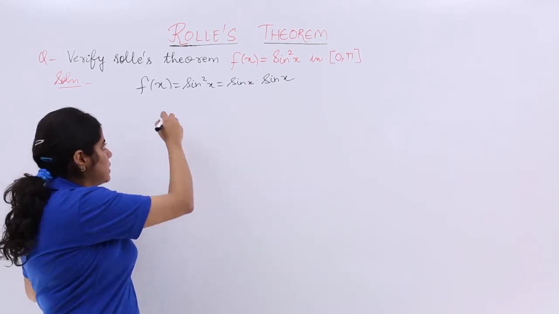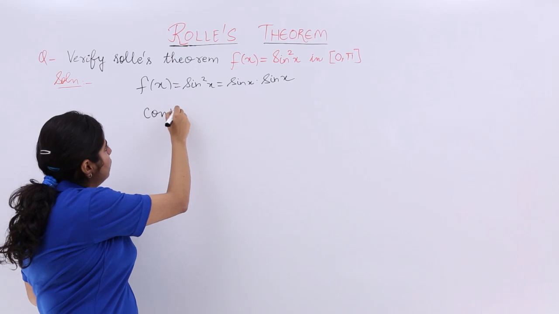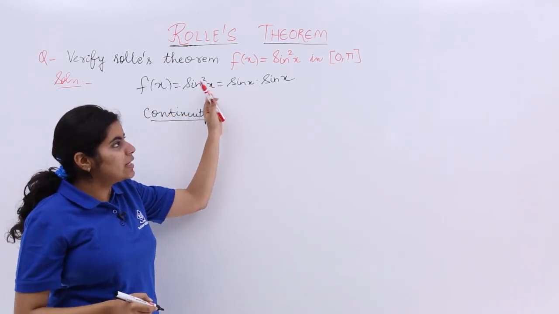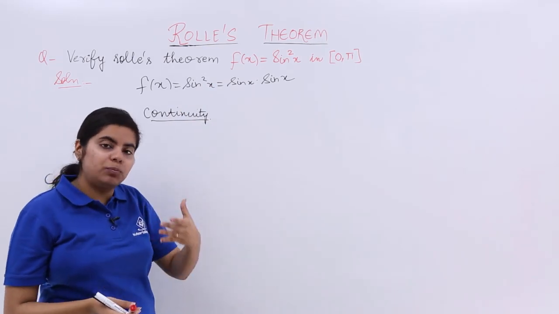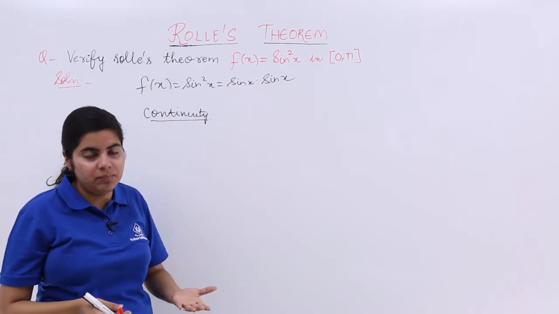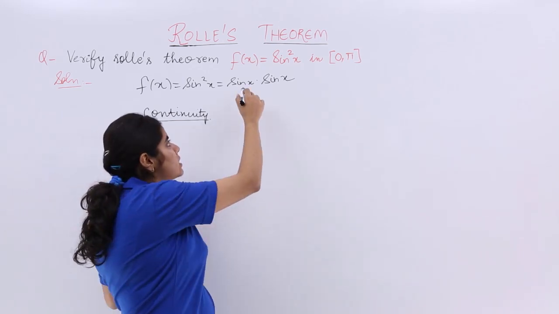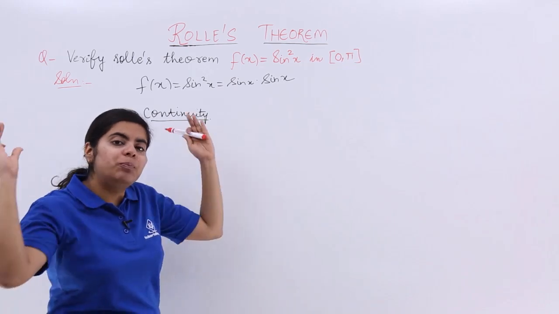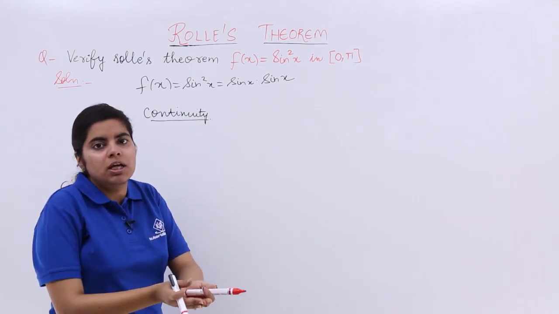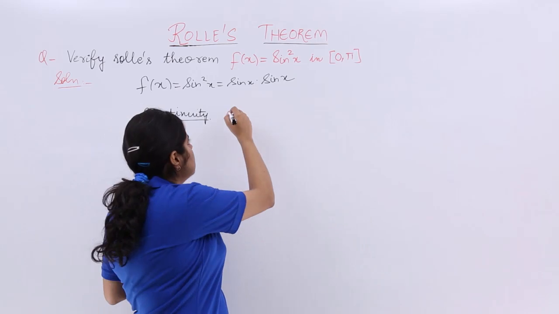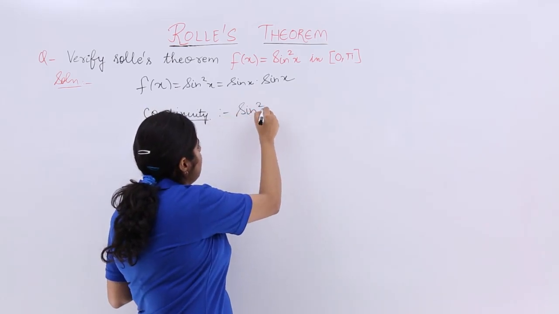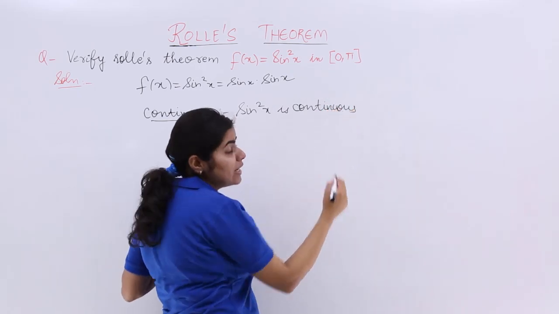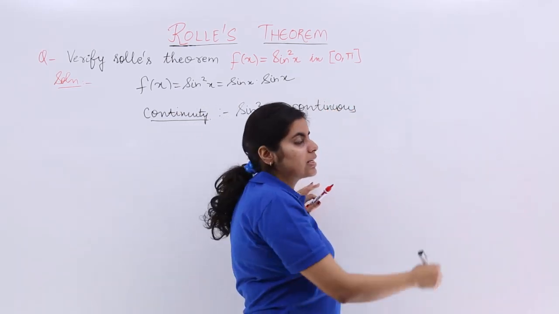Now sin square x is given to you. For checking the first condition, that means the continuity, let's see how to do it. I know that sin square x is the given function, which is nothing but the product of sin x and sin x only. And you know that sin x is always continuous. This sin x is also always continuous, and the product of two continuous functions is also always continuous. So you will say that sin square x is continuous, and you have to explain to the examiner why sin square x is continuous.